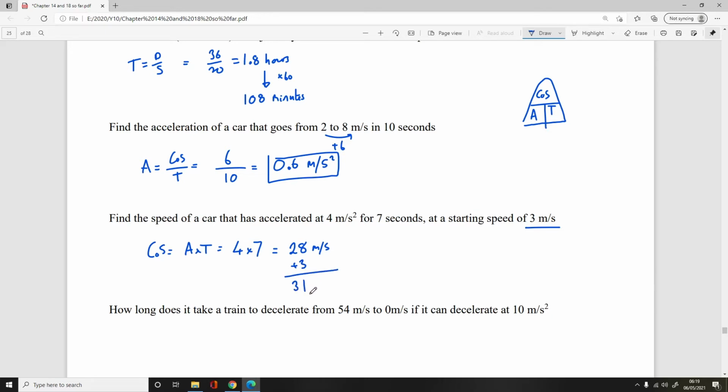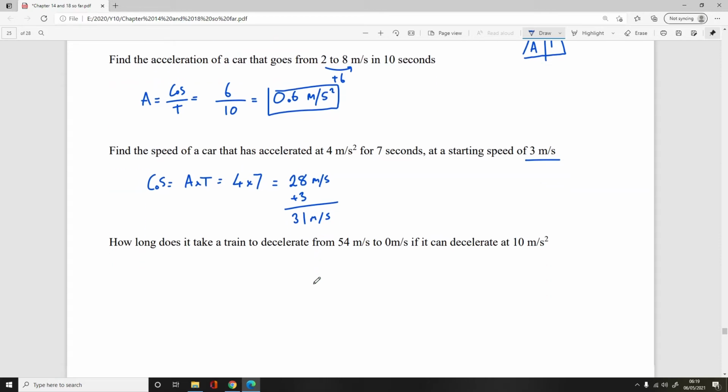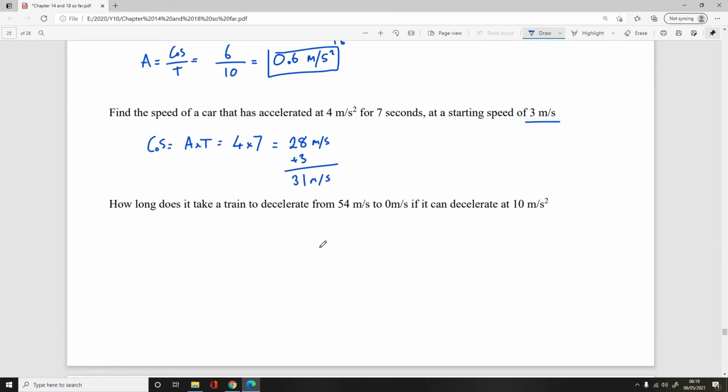So we'll end up at 31 meters per second. Okay? And our final one, how long, so that's a time question, does it take a train to decelerate from this at its deceleration? So this is our change of speed, is equal to minus 54, because it's decreasing from 54 to 0, and its acceleration, it's a deceleration, so it's getting slower, is minus 10.